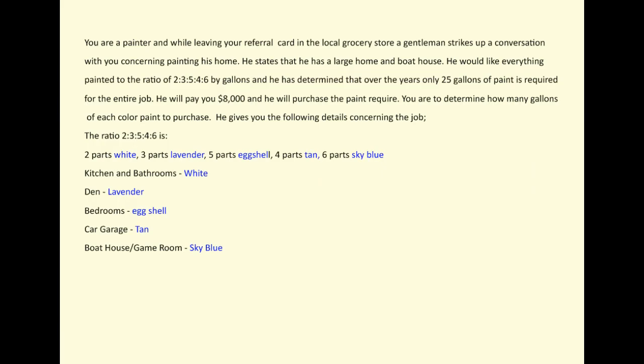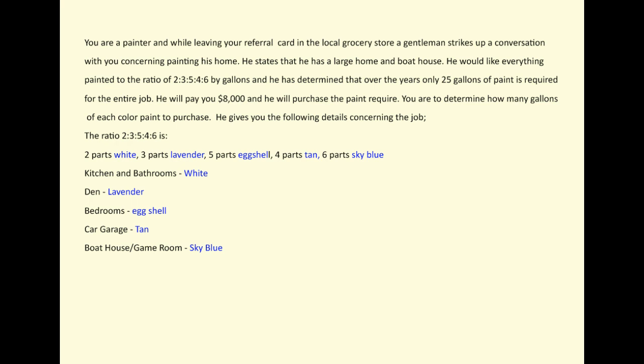Okay, here's the problem. You are a painter, and while leaving your referral card in the local grocery store, a gentleman strikes up a conversation with you concerning painting his home. He states that he has a large home and boathouse. He would like everything painted to the ratio of 2 to 3 to 5 to 4 to 6 by gallons of paint. And he has determined that over the years, only 25 gallons of paint is required for the entire job.